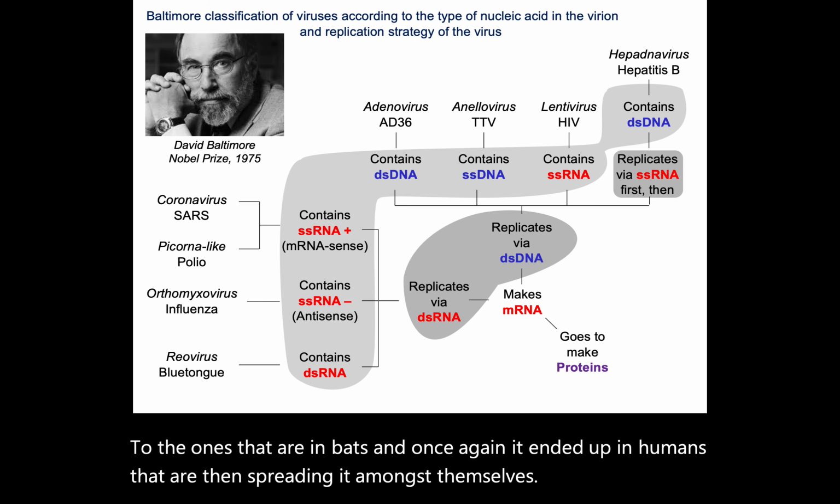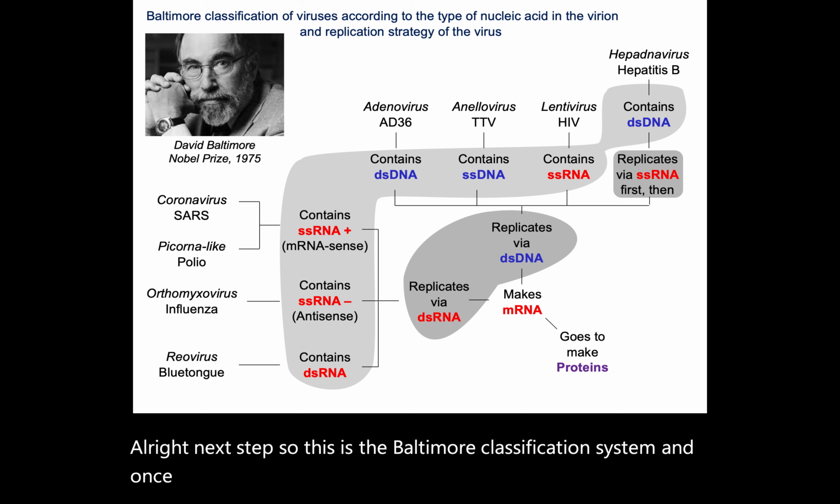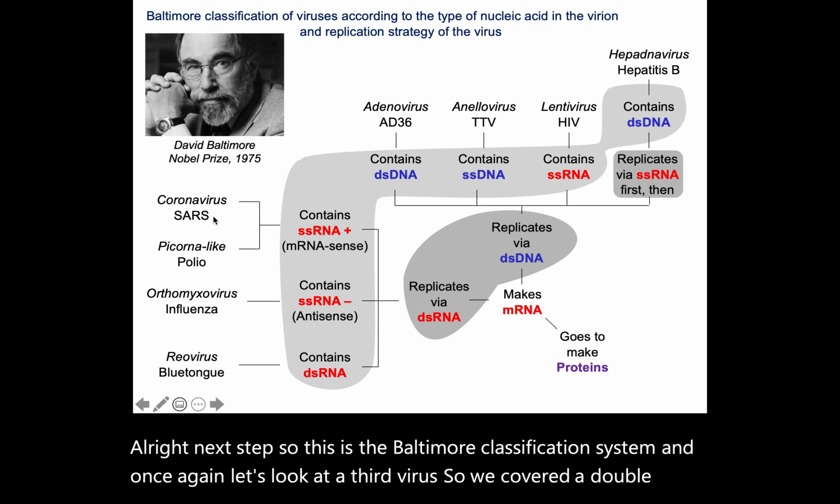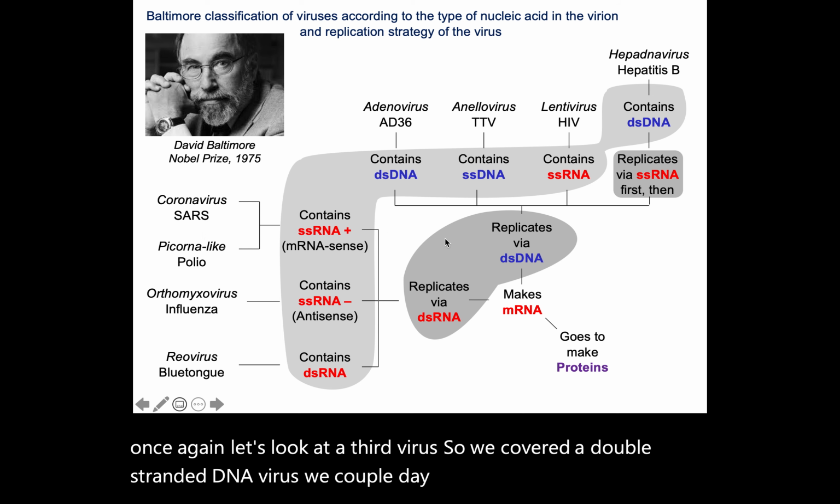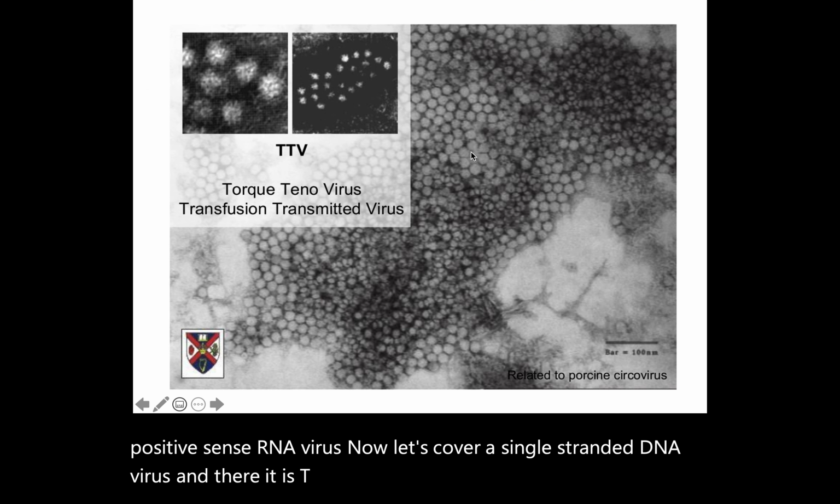All right, next step. So this is the Baltimore classification system. And once again, let's look at a third virus. So we covered a double-stranded DNA virus. We covered a single-stranded positive sense RNA virus. Now let's cover a single-stranded DNA virus. And there it is, TT virus. Yeah, let's talk about those.